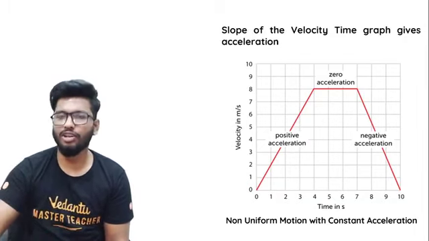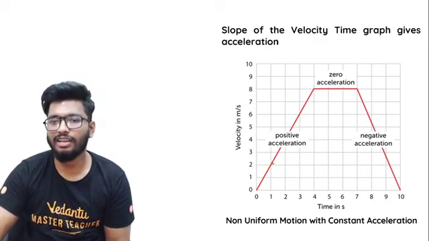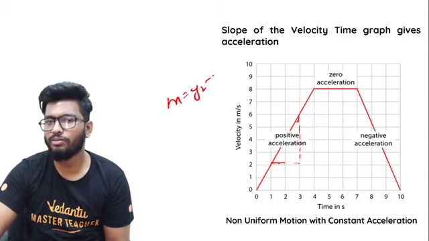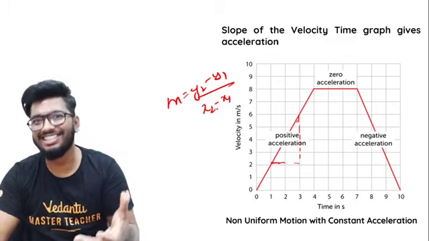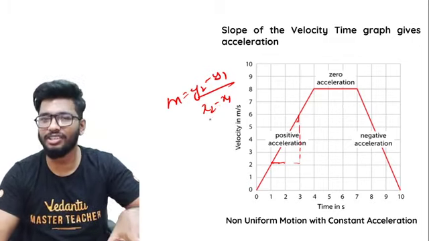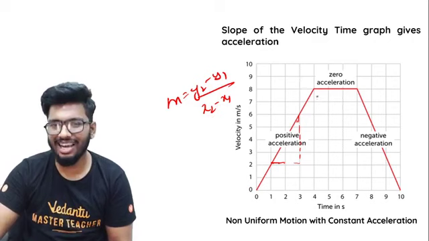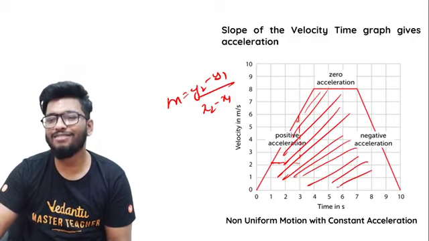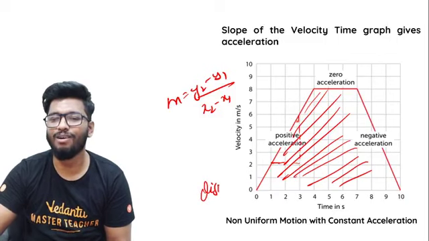So here, the slope of this graph will give you the acceleration. If you take any 2 points and find the slope, using the slope formula y2 minus y1 divided by x2 minus x1, you'll get the acceleration in this case. In a velocity time graph, you find the acceleration from the slope. And if you find the area under the curve, that will give you the displacement of the object.